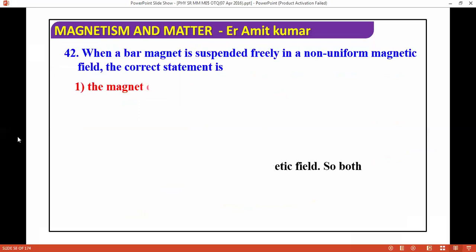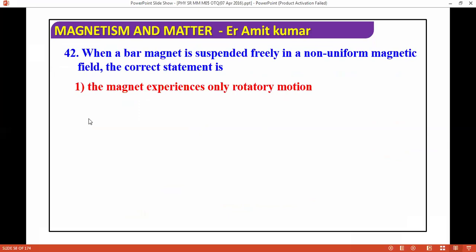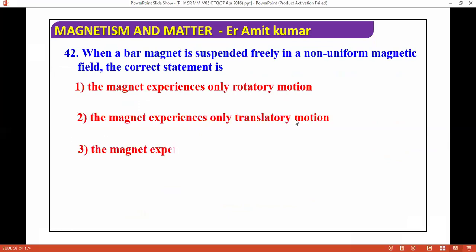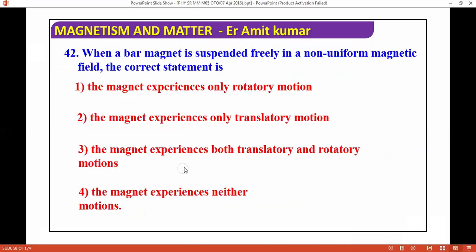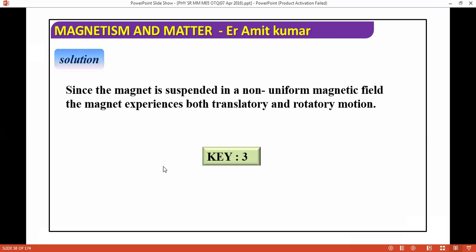Next question: when a bar magnet is suspended freely in a non-uniform magnetic field, the correct statement is: the magnet experiences only rotatory motion; the magnet experiences only translatory motion; the magnet experiences both translatory and rotatory motion; or the magnet experiences neither translatory nor rotatory motion. The correct answer is what? The magnet is suspended in a non-uniform magnetic field, so the magnet experiences both translatory and rotatory motion.